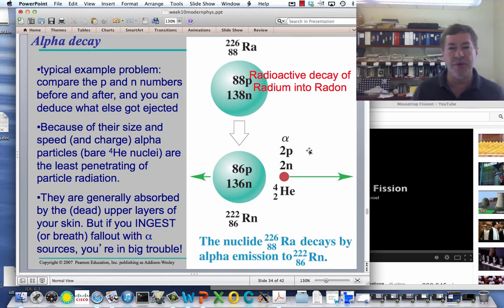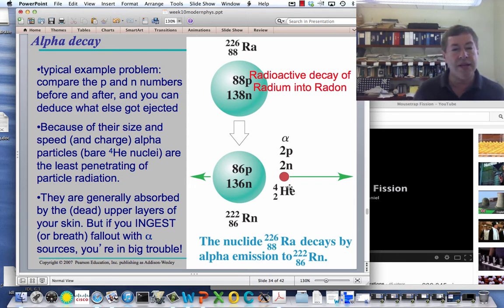Well, that can happen in 2 ways, of course. First of all, I could breathe it in from the air into my lungs, and there's no epidermis, there's no dead layer protecting my delicate lung cells from absorbing this radiation. Or I could, and this would be not really too smart, I could drink it or eat it, and then it comes right into my intestines and so on, and then the radiation is quite damaging, because that's a fairly massive particle compared to other radioactive particles.